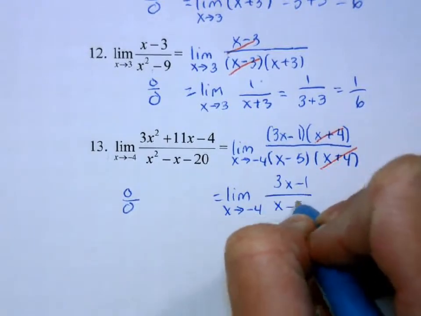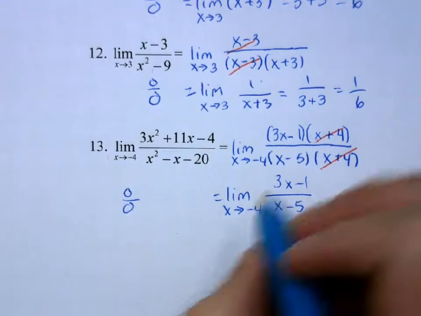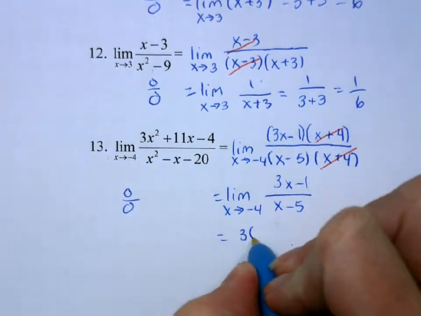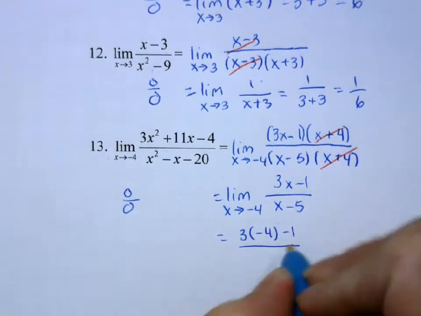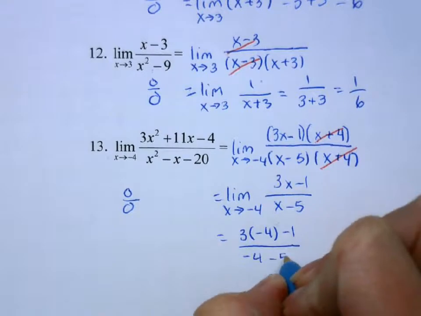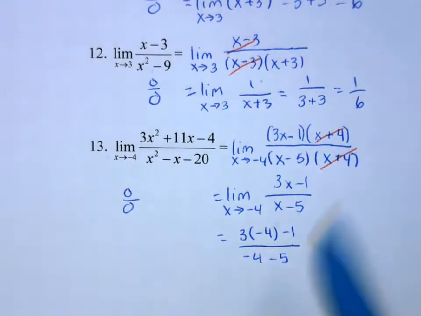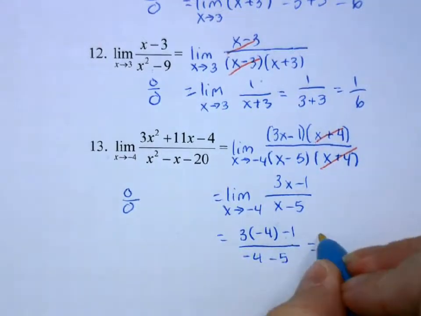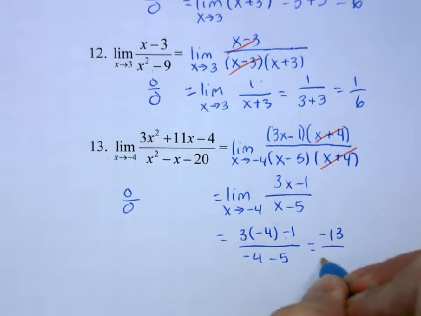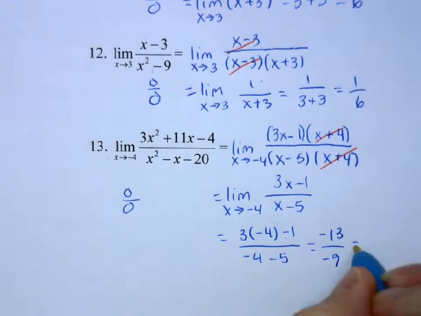Okay, and then we can plug in our -4 now. So 3 times -4 minus 1 over -4 minus 5. So we get a -12 minus 1, which is a -13 over a -9, which means we have +13 over 9.